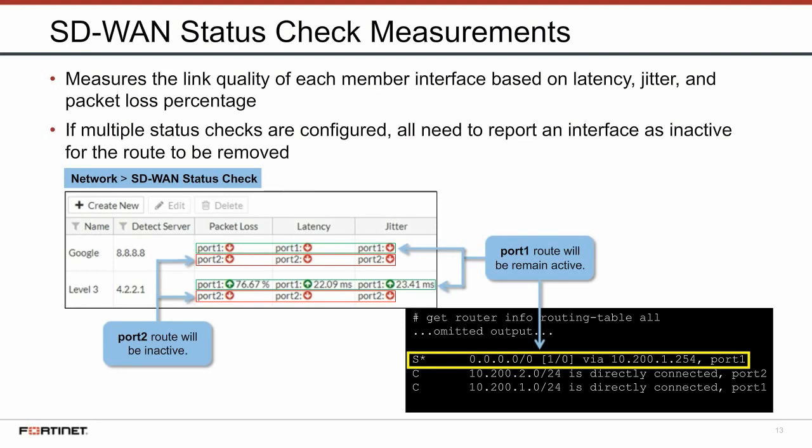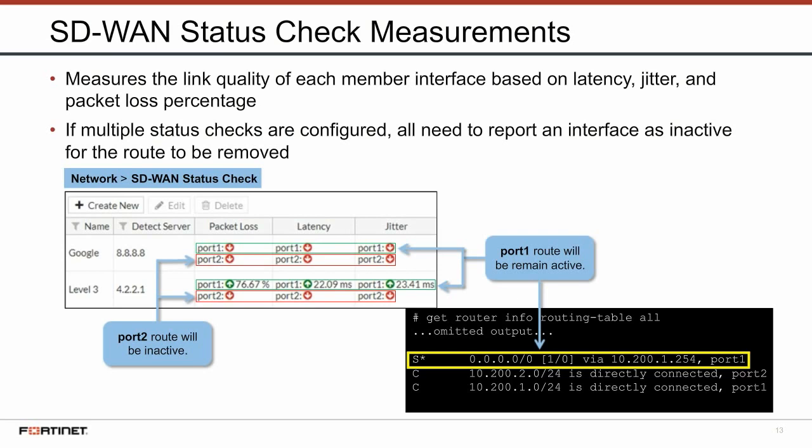SD-WAN status checks also measure the quality of the links connected to each member interface. 3 different criteria are used for this measurement: latency, jitter, and packet loss percentage. These link quality measurement checks can be used by SD-WAN rules to dynamically route traffic based on the quality of each member interface. You will learn more about SD-WAN rules later in this lesson.